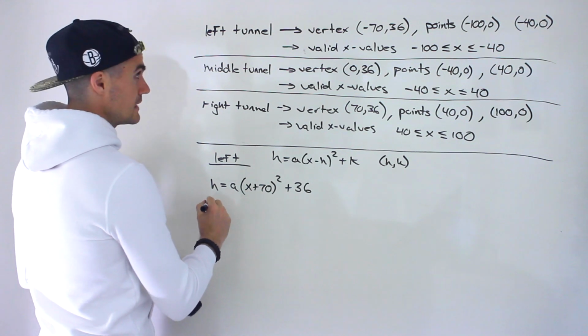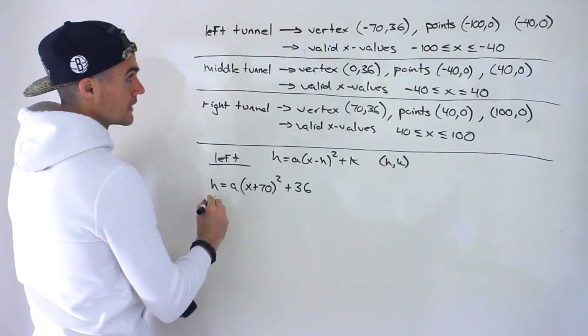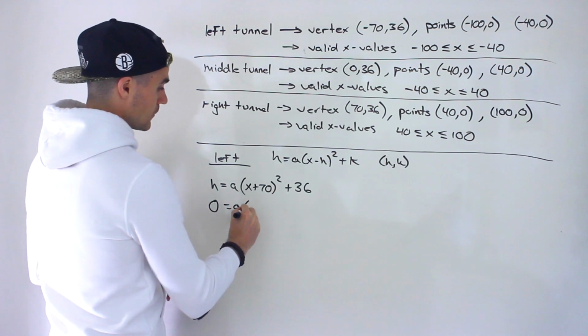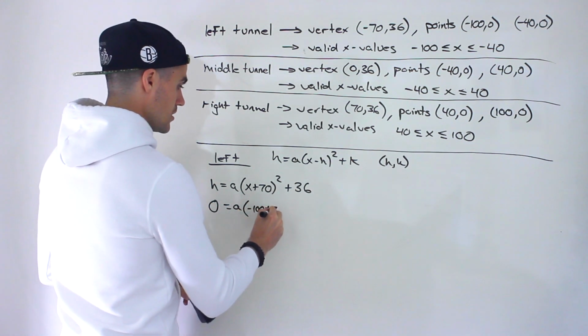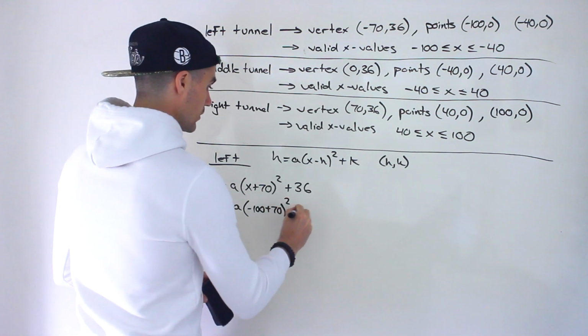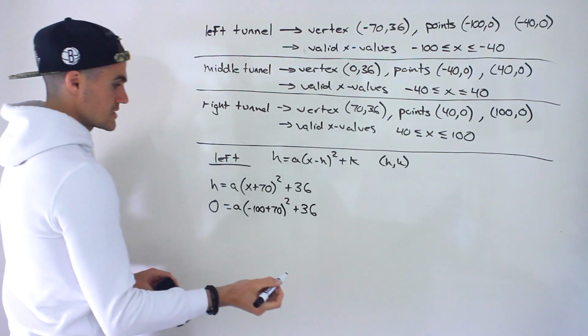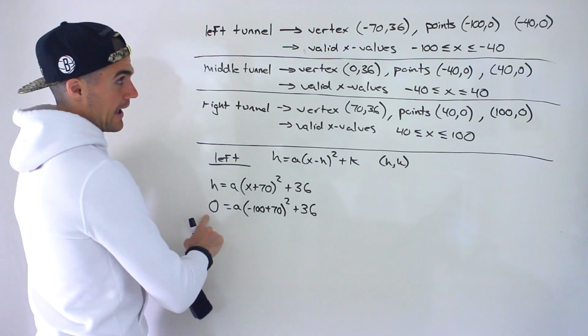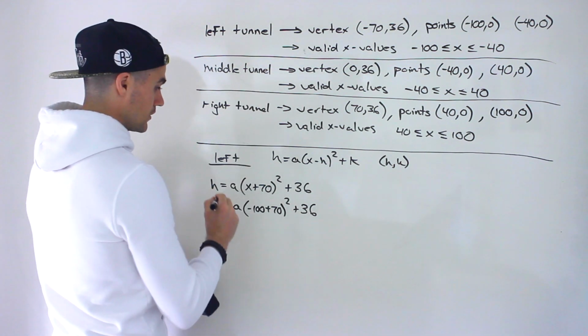So let's start off with the negative 100. So we'll have 0, which we'll plug in for h, then we'll have a, then we'll have a negative 100 plus 70, that's going to be squared, plus 36. Okay, we're plugging in negative 100 and 0, that point, negative 100 and 0.